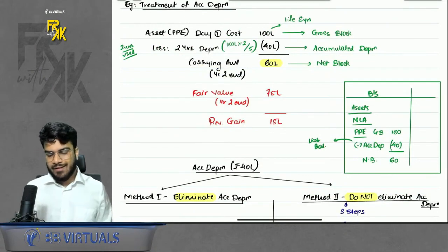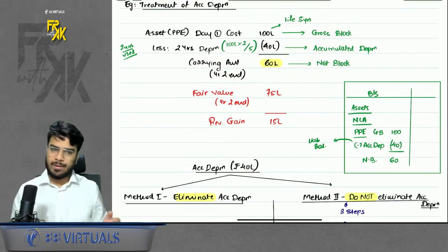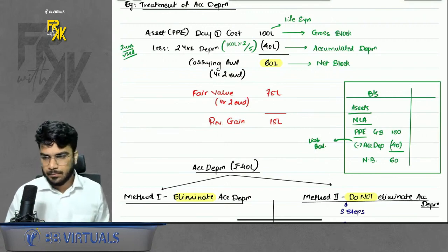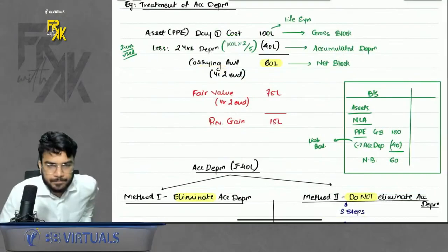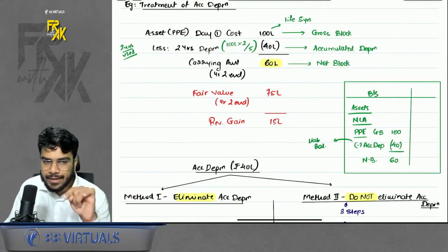Someone has asked what if a revaluation loss occurs? This concept is applicable only when you have a revaluation gain. Please revise. Once the revision is done, you will write D in the chat box. D means done.